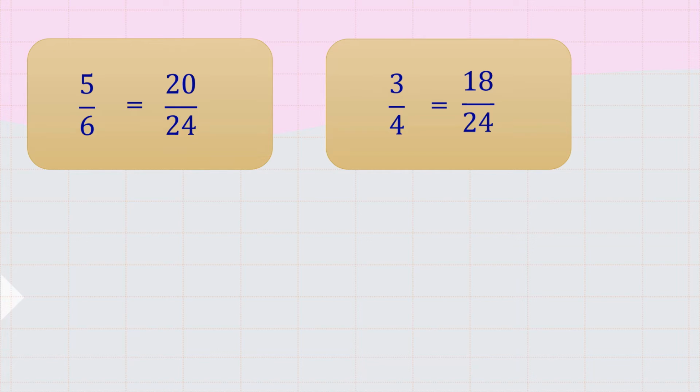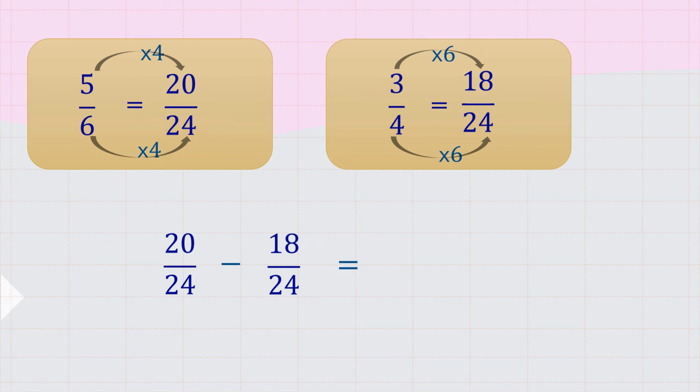For subtracting the fractions, I'll repeat the same process I did for the addition of fractions. So I'll multiply 5/6 by 4, which will give me a new fraction 20/24. Now 24 here is the least common multiple of 6 and 4 that we solved. Similarly, I'll multiply 3/4 by 6, which will give me the fraction 18/24 with the same denominator 24. Now, as both of these new fractions have a common denominator 24, I can simply subtract them. So by subtracting both of these fractions, 20/24 minus 18/24 will give me a fraction 2/24.